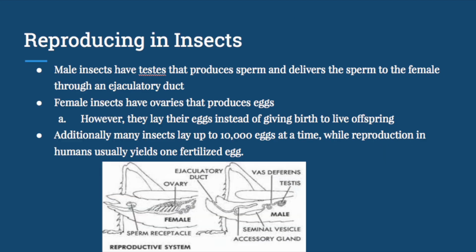And now we have reproducing in insects. Male insects have testes that produce sperm and deliver the sperm to the female through an ejaculatory duct, just like humans. Female insects have ovaries that produce eggs. However, they lay their eggs instead of giving birth to live offspring. Additionally, many insects lay up to 10,000 eggs at a time, while reproduction in humans usually yields 1 fertilized egg.